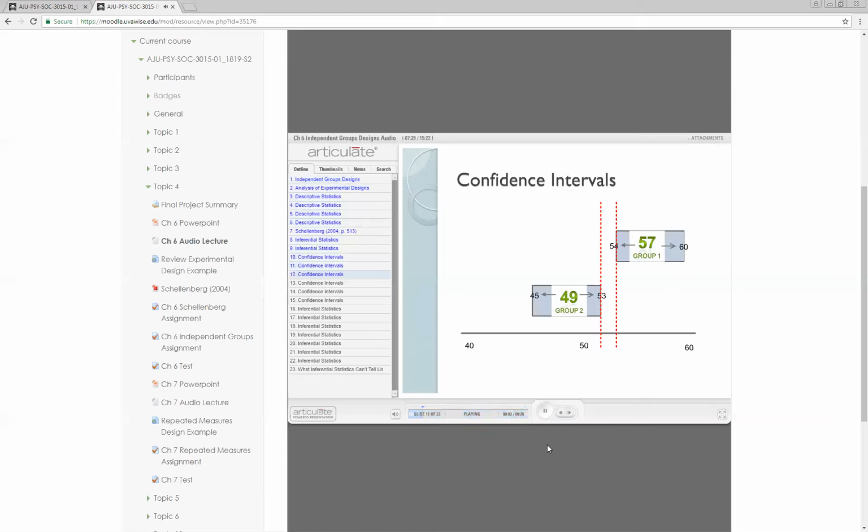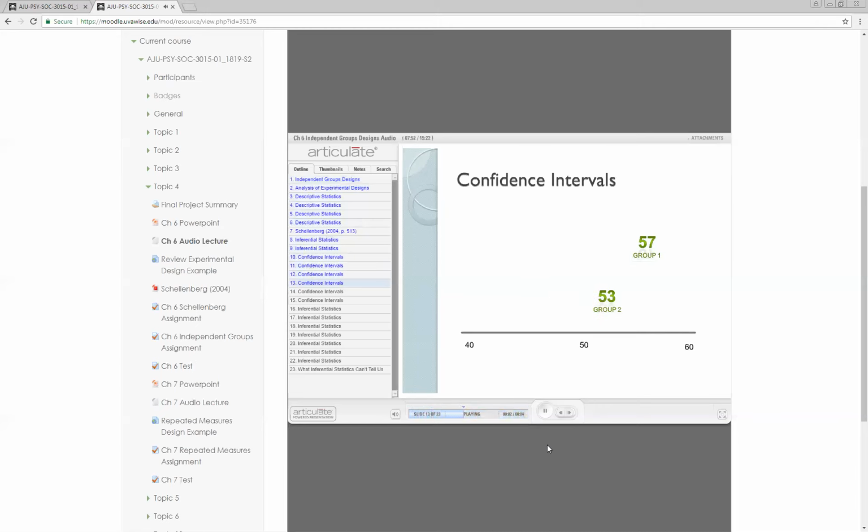This can help us to determine whether there's a true difference or not, because we can look at whether these confidence intervals overlap. What we can see by the red lines is that the confidence intervals do not overlap. What that means in terms of what we can conclude is that the groups are significantly different. And this suggests the independent variable had an effect on the dependent variable.